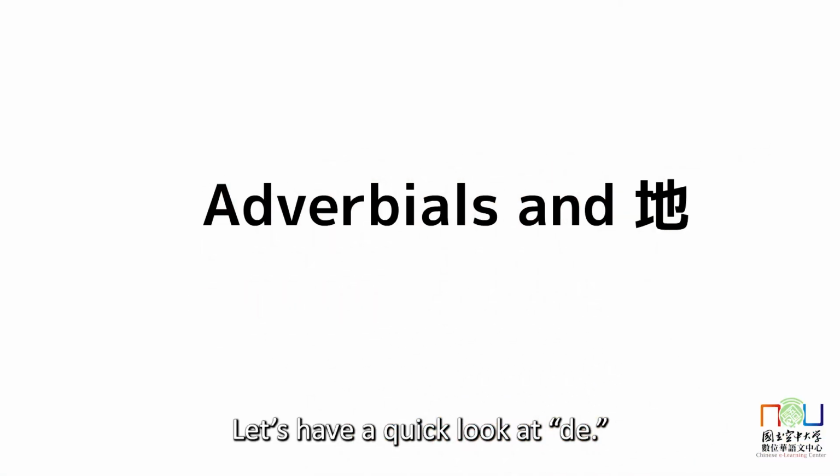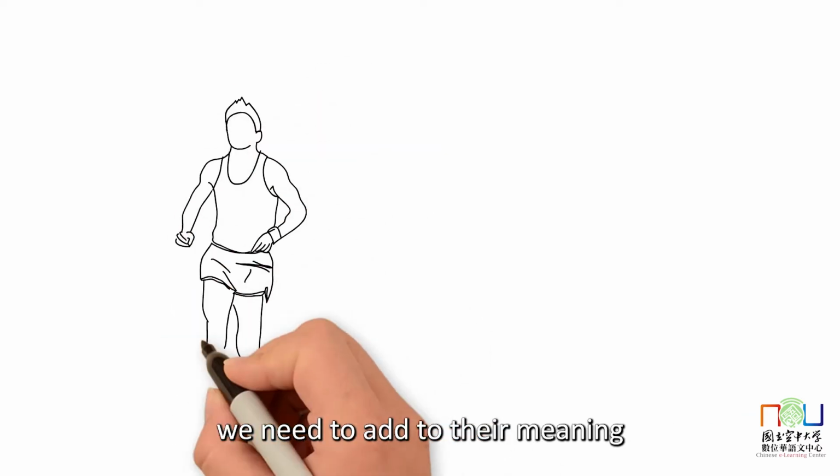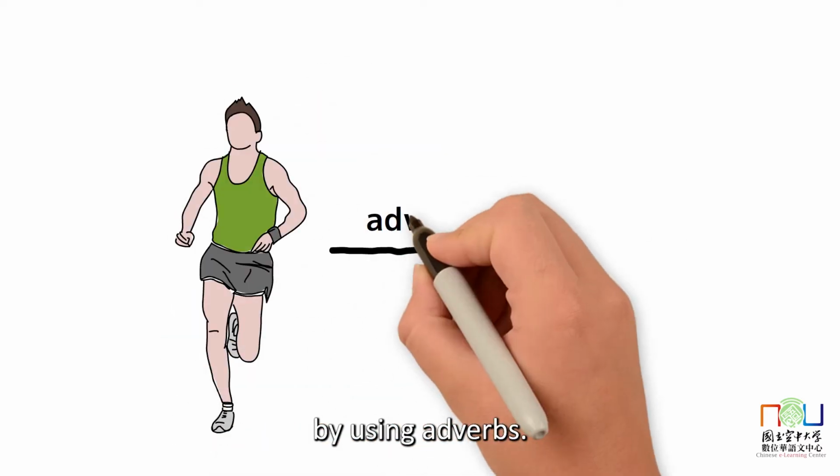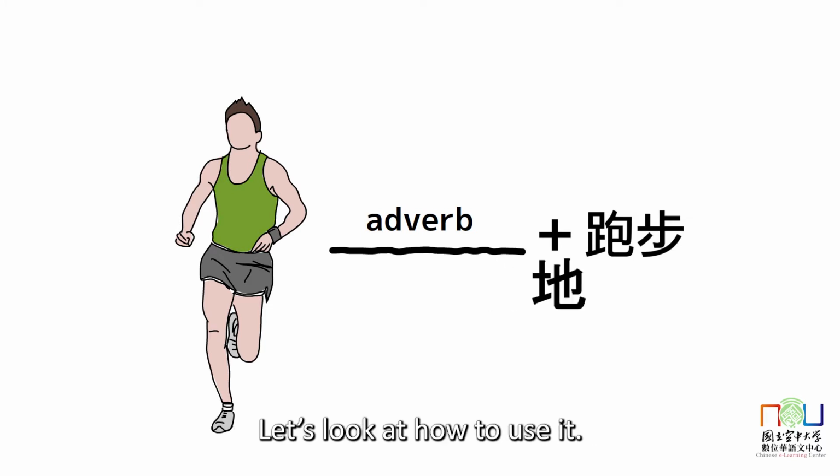Let's have a quick look at 的. Sometimes when we're talking about actions, we need to add to their meaning by using adverbs. These adverbs often appear in a 的 form. Let's look at how to use it.